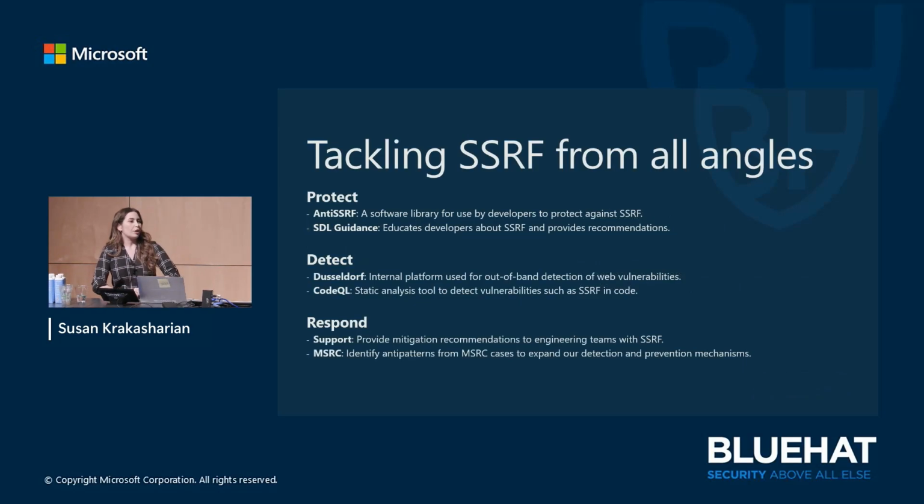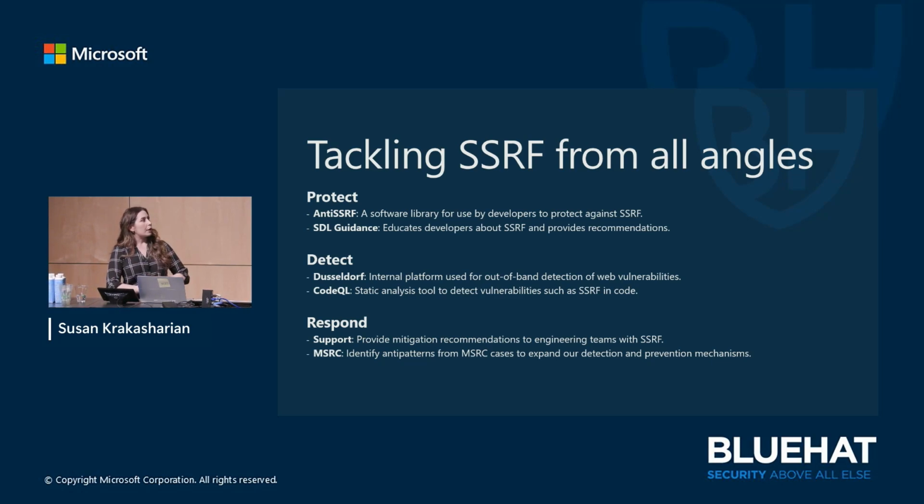So we took a multi-pronged approach to tackling SSRF, like the entire class of vulnerabilities. So we split it up into 3 categories: protect, detect, and respond. So for protect, we came up with AntiSSRF, and we wrote SCL guidance, which we'll talk about later today. For detection, we came up with both dynamic and static analysis. For dynamic analysis, our team developed Dusseldorf, which is an internal platform to detect out-of-band web vulnerabilities, such as SSRF. And we also worked with the CodeQL team to develop static analysis queries.